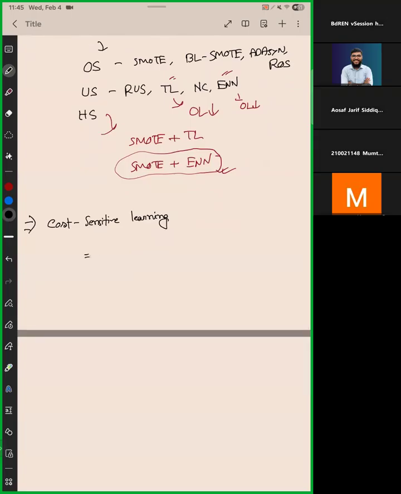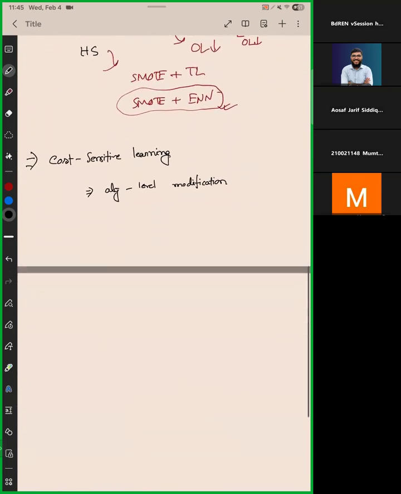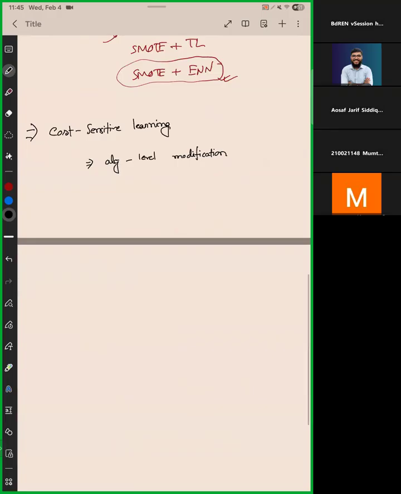In cost-sensitive learning, we perform something called algorithmic level modification. We try to modify our algorithm. How can we do that? Let's see. For the algorithms we have used so far, for instance logistic regression, think of it this way. We use the error function, where we summarize, for every sample, the actual value minus the predicted value.